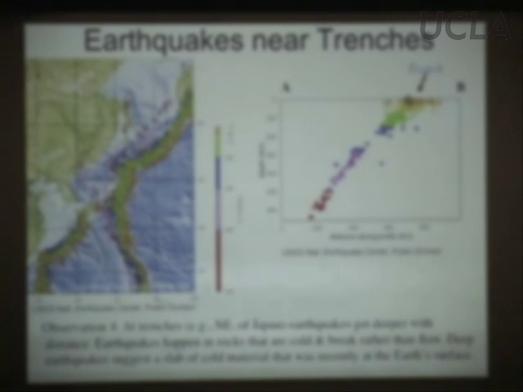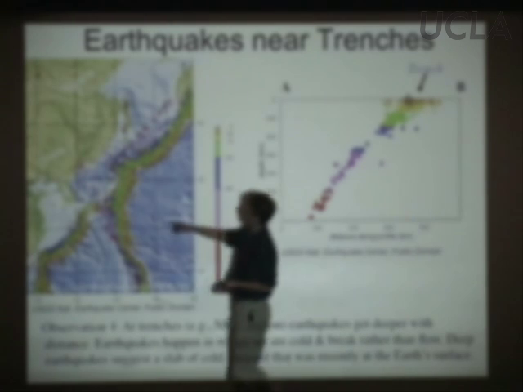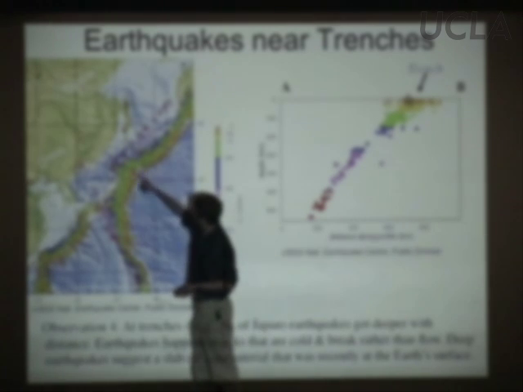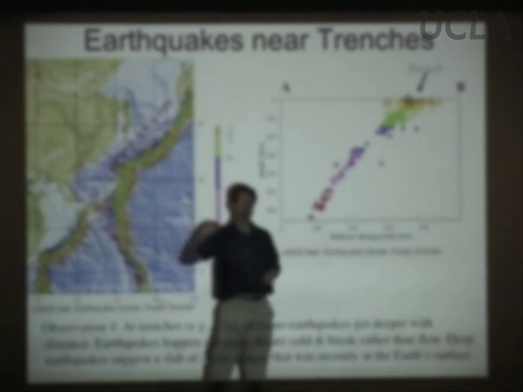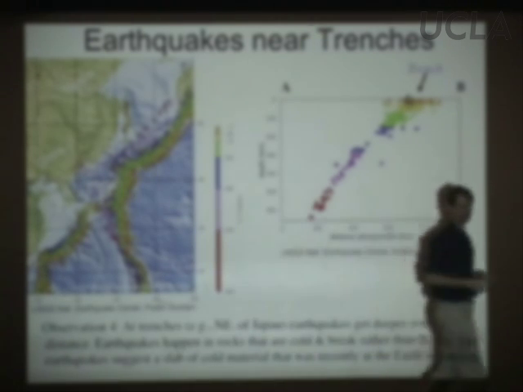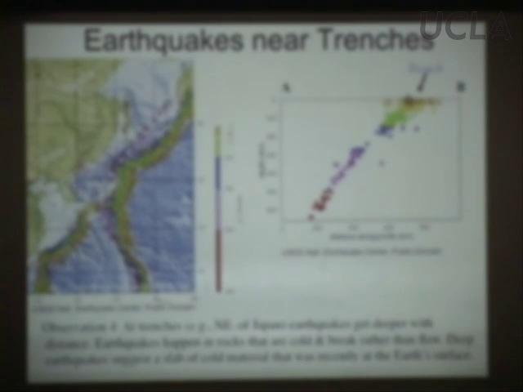Once we zoom in a little bit better, you can see that there's actually kind of a pattern here: the earthquakes to the east are generally shallow, and the farther west you go in this part of the Earth, the deeper they get. So it's like there's a trend. The farther to the west you go, the deeper the earthquakes get.